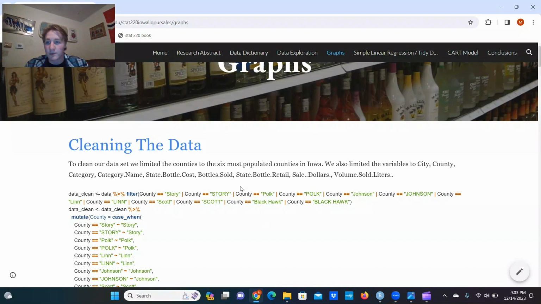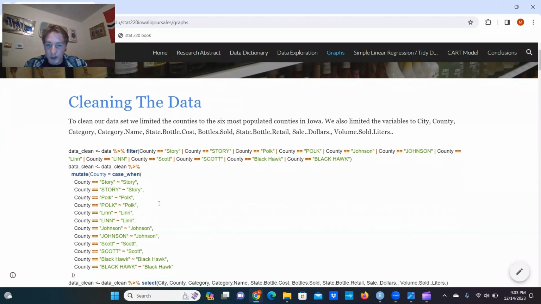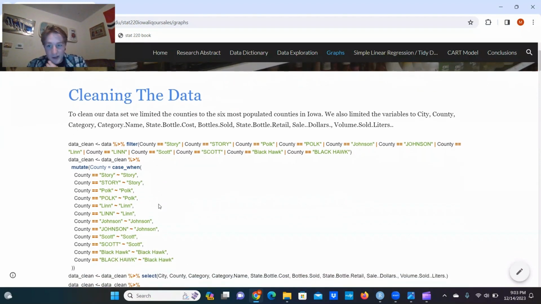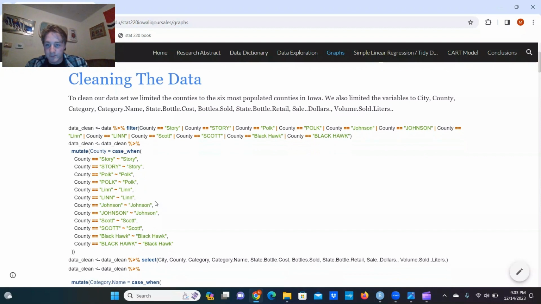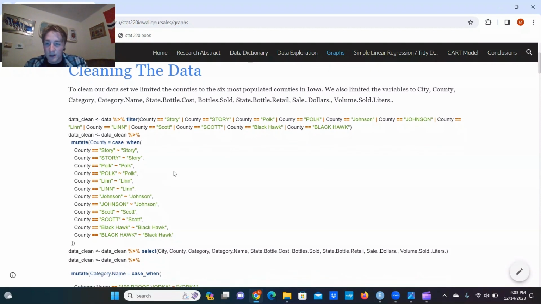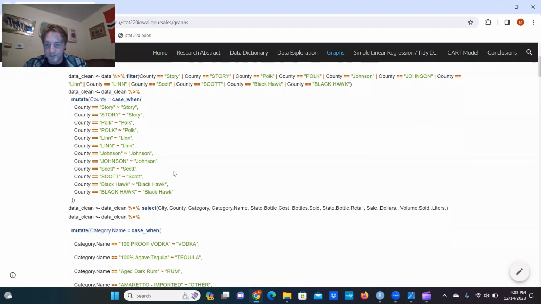And like it has been stated before, we went from 4 million responses to about 2 million. And we really wanted to organize every variable within our data. So that is what we did here. We organized the names of the counties so they'd all be more uniform and organized.